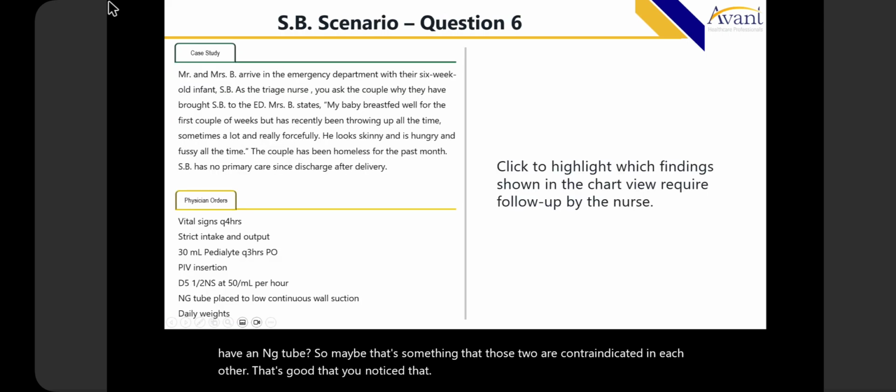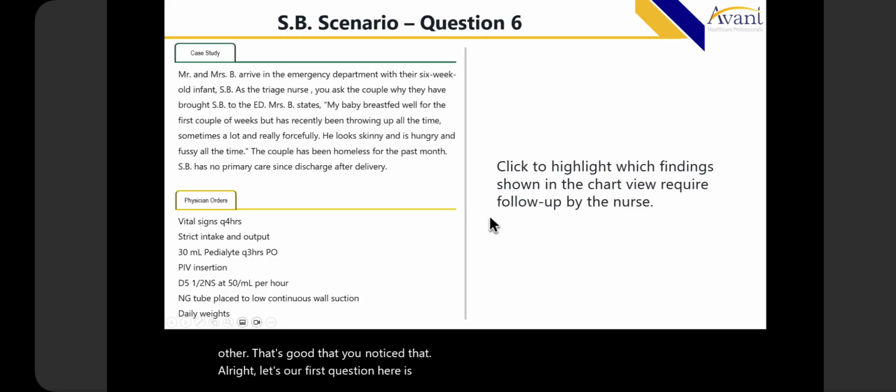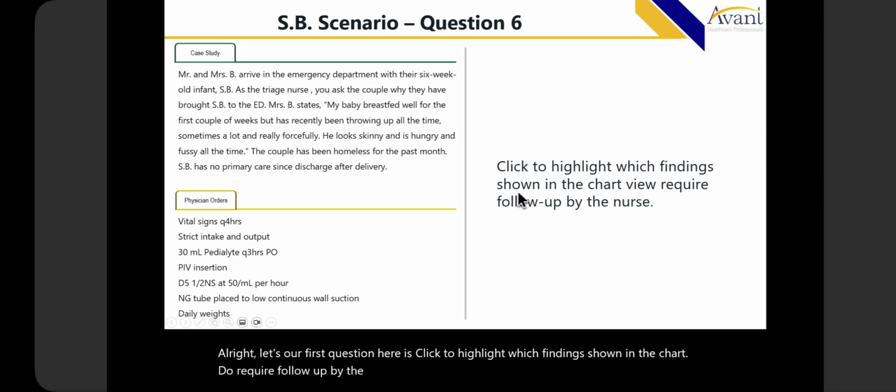All right. Well, our first question here is click to highlight which findings shown in the chart view require follow-up by the nurse. All right. So what things do we want follow-up on? Good. He's recently been throwing up. Okay. That's a good one. All right. A lot. Okay, that's very good. Okay. What else? Yeah, good. Skinny, hungry, fussy. Okay. Skinny, hungry, and fussy.